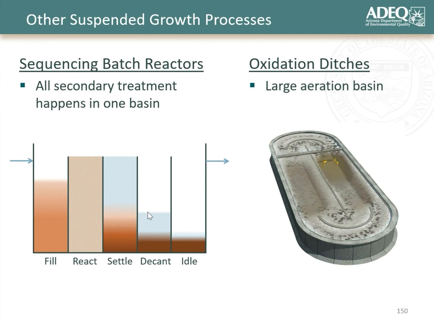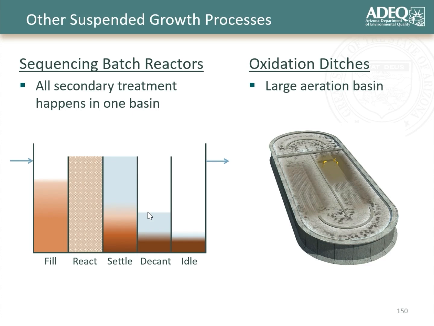Now, what we showed you was the conventional activated sludge system. There are a few other variations in terms of the process. There are sequencing batch reactors, in which the entire process occurs in one tank. In one tank, you'll fill the aeration basin. You'll then react it by turning on the aerators. You'll settle, decant, removing the wastewater from the same tank, and then have an idle phase. That's all within one system, and that's a sequencing batch reactor.